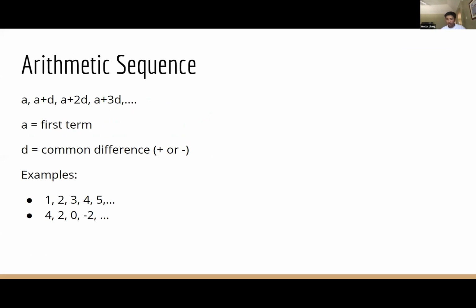I know most of y'all know what this is. An arithmetic sequence is a sequence of numbers that have a common difference. In this case, A is the first term, and each term after that is found by adding D, which is called the common difference, to A. So examples are 1, 2, 3, 4, 5, where A is 1 and D is 1, or 4, 2, 0, negative 2, where A is 4 and D is negative 2. So remember that D can be positive or negative, so it can be an increasing sequence or a decreasing sequence.